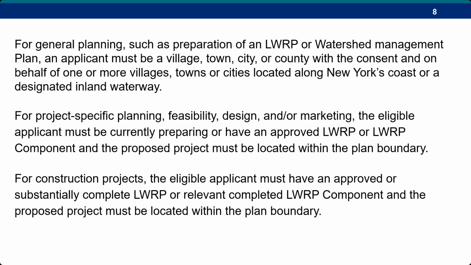For general planning, such as preparation of an LWRP or watershed management plan, an applicant must be a village, town, city, or county with the consent and on behalf of one or more villages, towns, or cities located in New York State's coasts or designated inland waterways. To be eligible for funding for projects such as feasibility studies and design, the applicant must be currently preparing or have an approved LWRP or LWRP component. To be eligible for funding for construction projects, the applicant must have an approved or substantially complete LWRP or relevant LWRP component. Additionally, all proposed implementation projects must be located within the plan boundary.